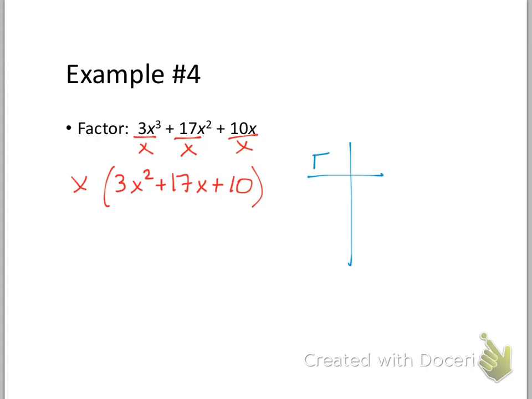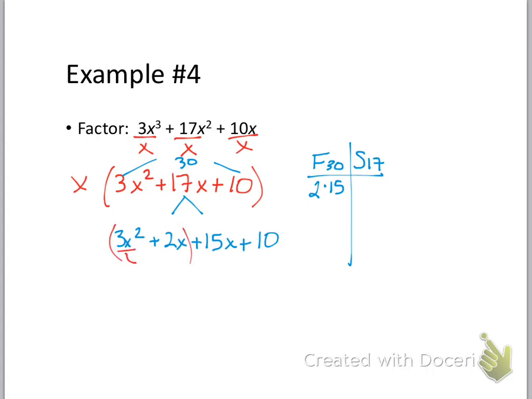I'm looking for factors of 3 times 10 that add up to 17. So let's see here. I think that one's pretty easy. 2 times 15, right? So remember, split that middle term. It doesn't matter which order you write the middle terms in. There will be a GCF to factor out when you group.